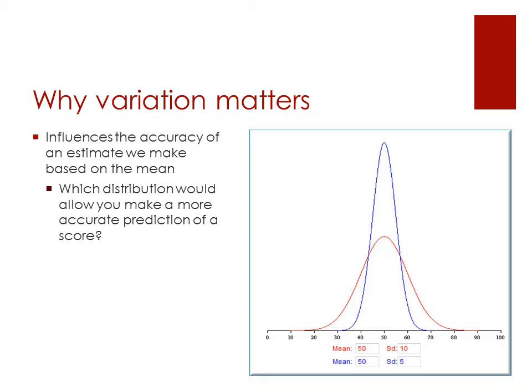So if we're looking at this distribution here, think about which one would allow you to make a more accurate prediction of a score, the one with the standard deviation of 10 or the standard deviation of 5. It would in fact be the standard deviation of 5. As we were just talking about, here we can see that the spread around the mean is smaller. So using the mean as a predictor is going to make me more likely to have an accurate estimate for the future.